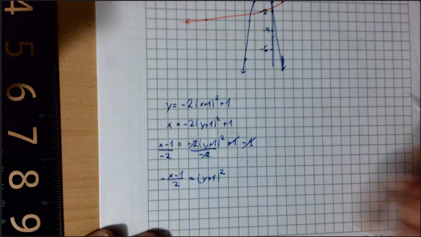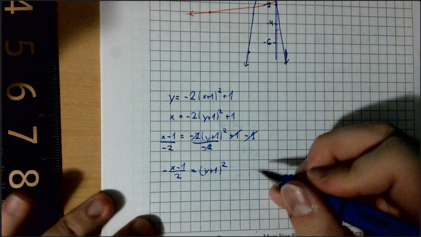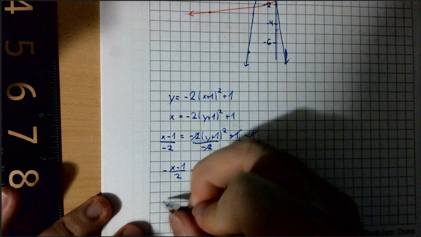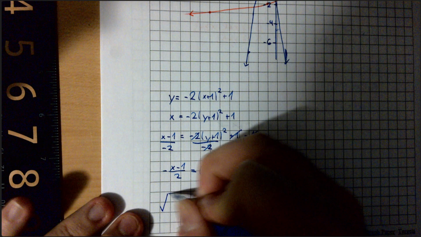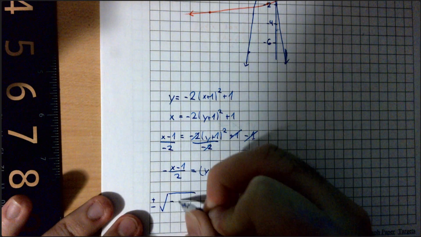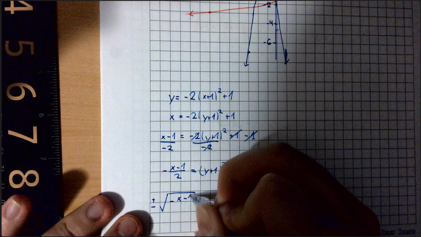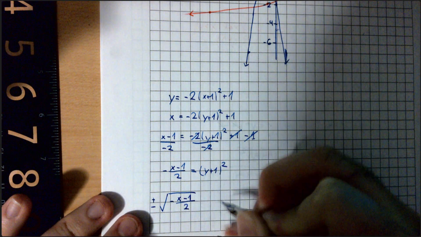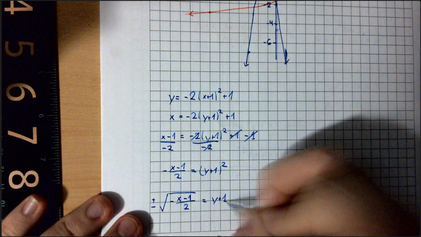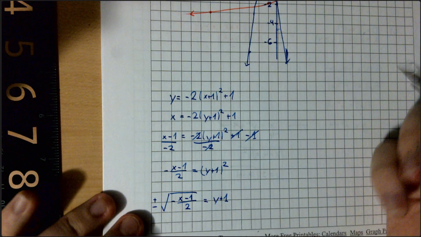Oops, sorry, I'm almost out of frame. Now to get rid of my square, I need to square root both sides, but remember you have to take the positive and negative values. So I'm going to have plus or minus the square root of negative (x minus 1) over 2 is equal to y plus 1.